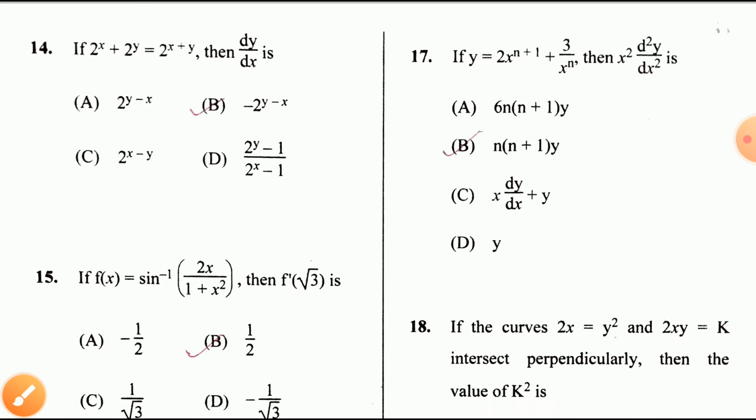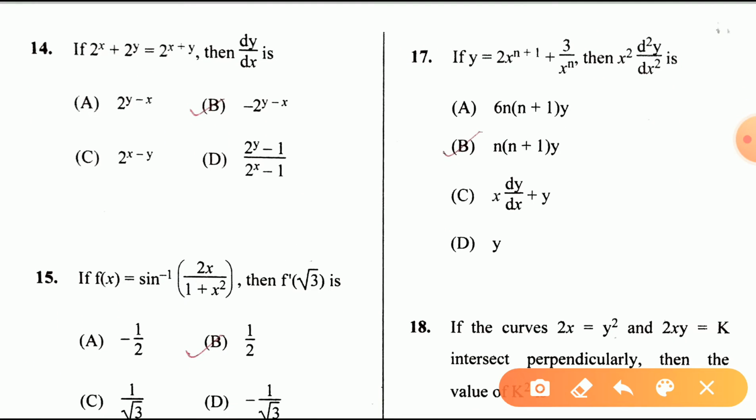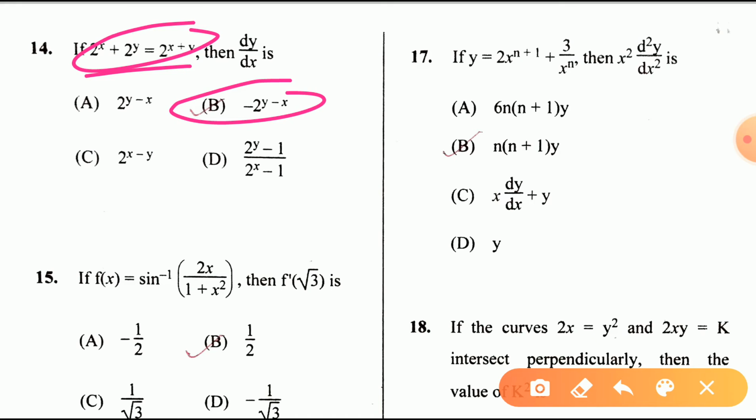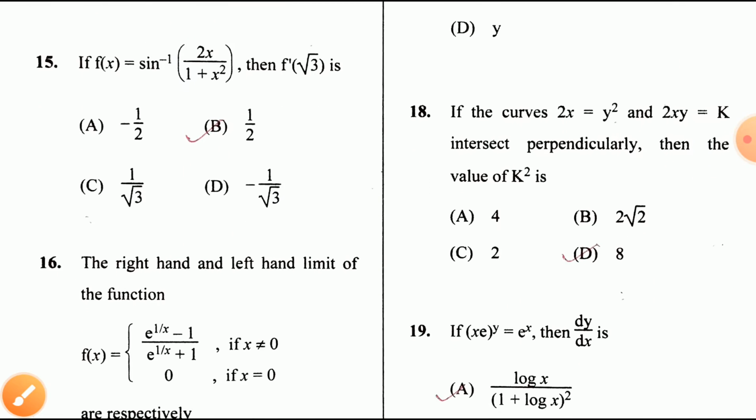Next, question number 14. We know that if 2 raised to x plus 2 raised to y is equal to 2 raised to x plus y, then dy by dx is, here this is the standard form, then this is equal to minus 2 times 2 raised to y minus x. Okay, next, question number 15.